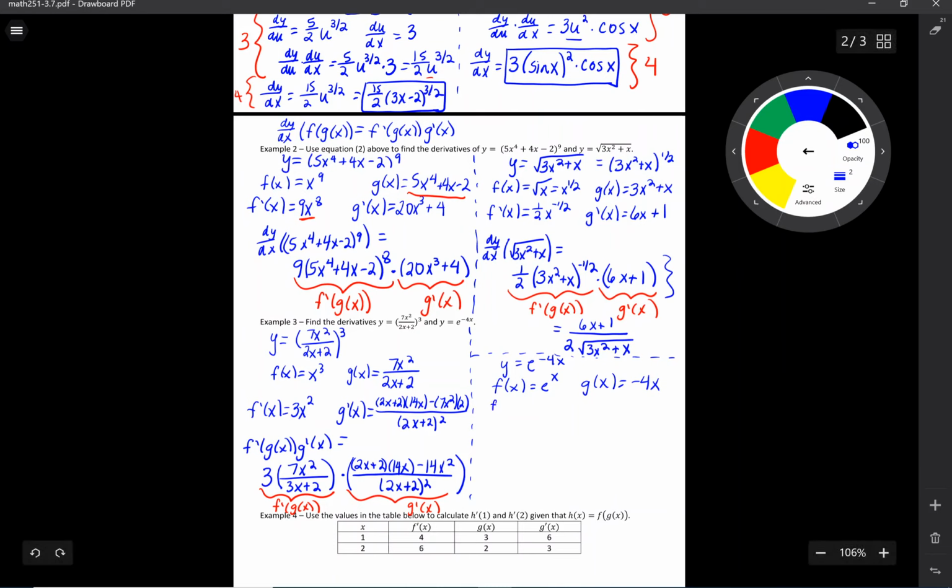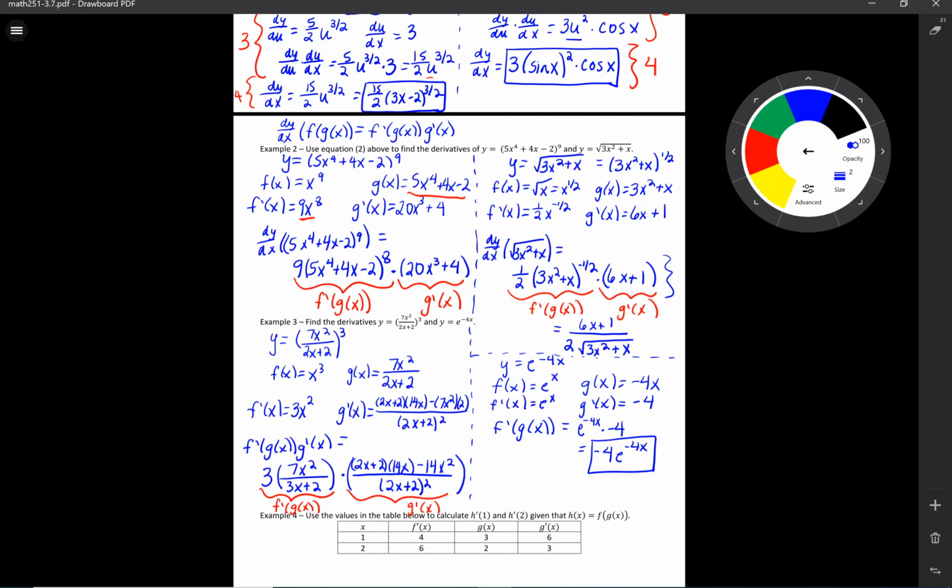This means that f prime of x is equal to e to the x, and g prime of x equals negative 4. Then f prime of g of x is equal to e to the, I replace the x in f prime with g of x, so that's e to the negative 4x, times negative 4. I like to write the constants in the front, so this is negative 4 e to the negative 4x.